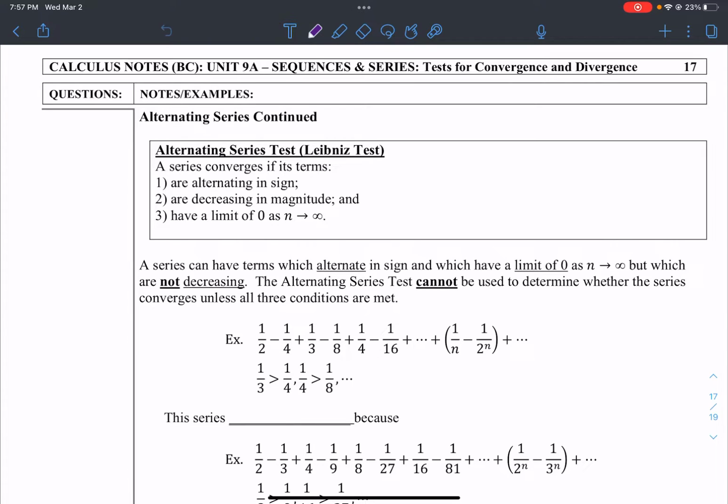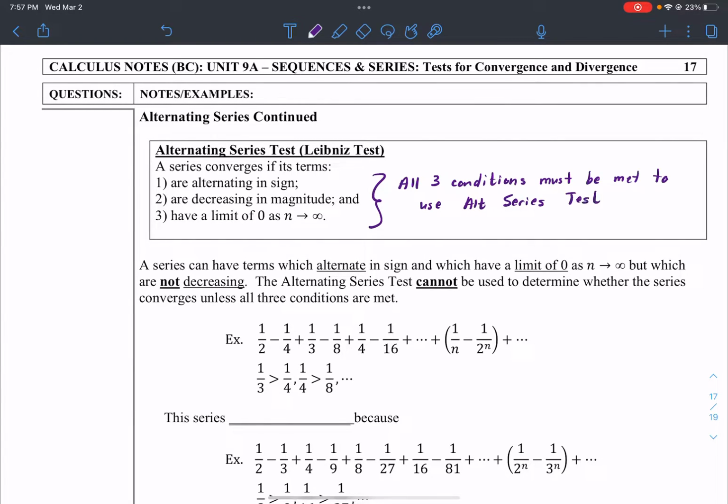This is a good reminder that all three of these conditions have to be met for us to use the alternating series test. We've got to be able to get reliable results, right? So these are the three conditions that we need. All three conditions must be met to use the alternating series test.